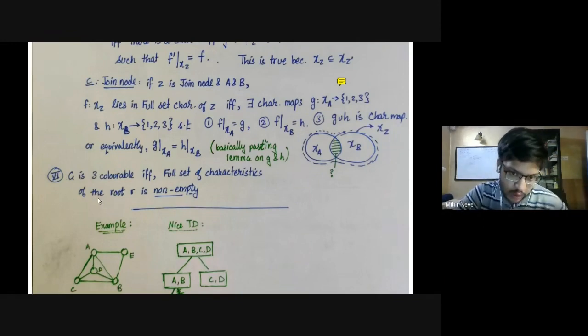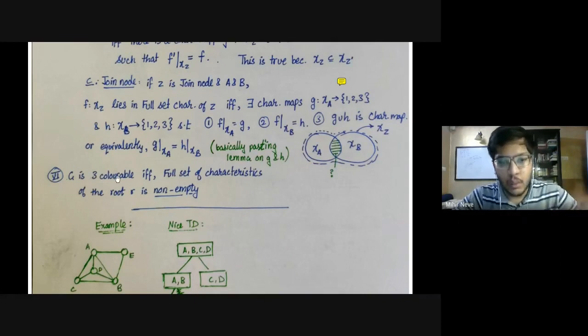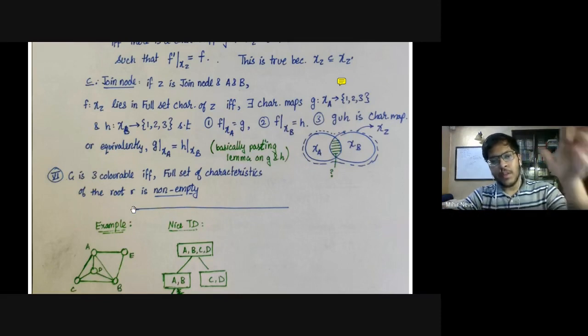Now using all this, you'll just keep on doing this every time, and at the end you'll reach the root. After you reach the root, how will you say whether a graph is three colorable or not? That is pretty simple.